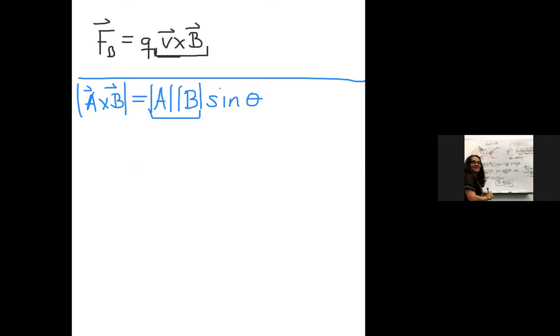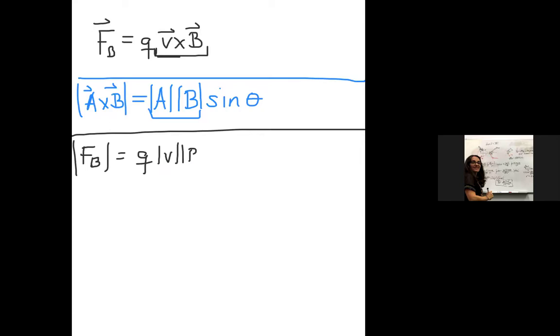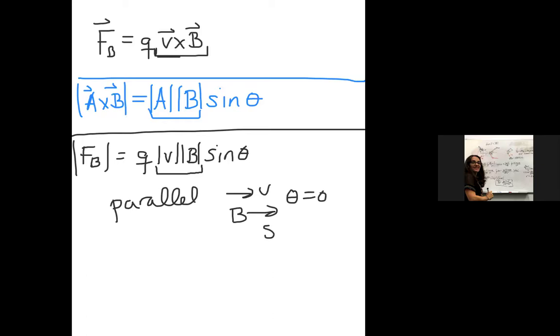So if we want to look at our magnetic force magnitude, well, the charge is hanging out, and then I've got magnitude of the velocity, magnitude of the B field, and then sine of theta. And I always like to remind myself, theta between what? Between the motion and the B field. So if it's moving parallel, so that the velocity is in the same direction as the B field, theta is 0, and sine of 0 is 0. So parallel gives no magnetic force.